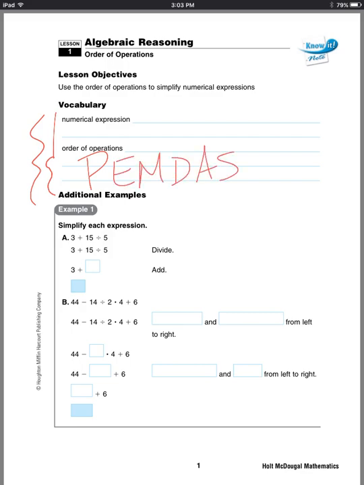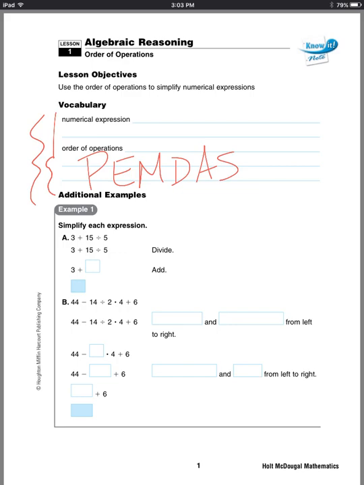And it's where you first perform the operations within grouping symbols, which is parentheses, the P, then evaluate powers, which is the E. Exponents is another word for powers. Then multiply and divide left to right, and then add and subtract from left to right.